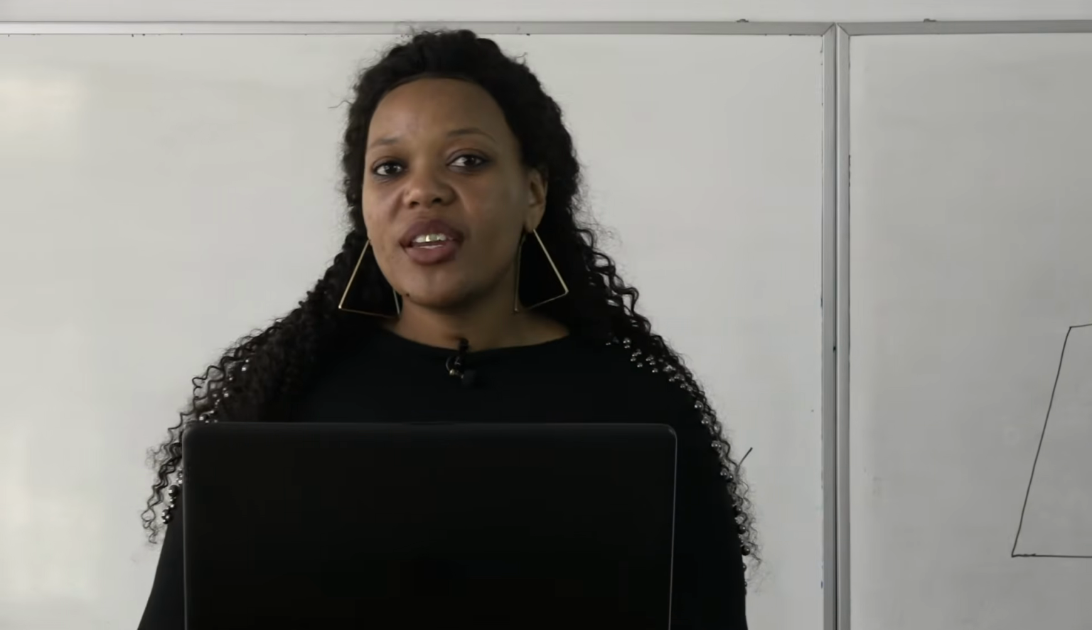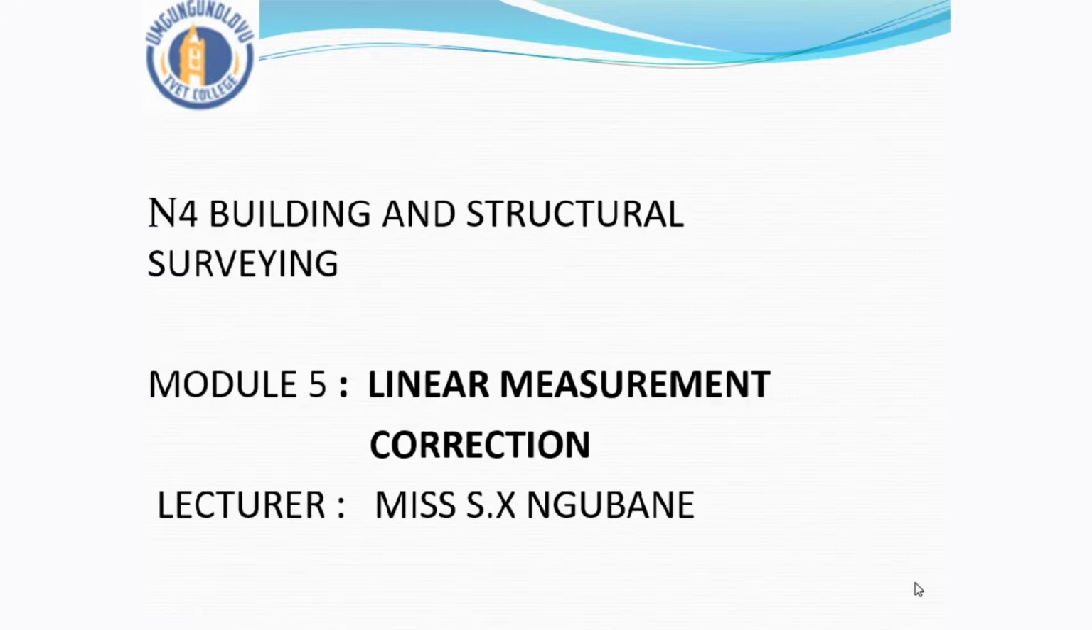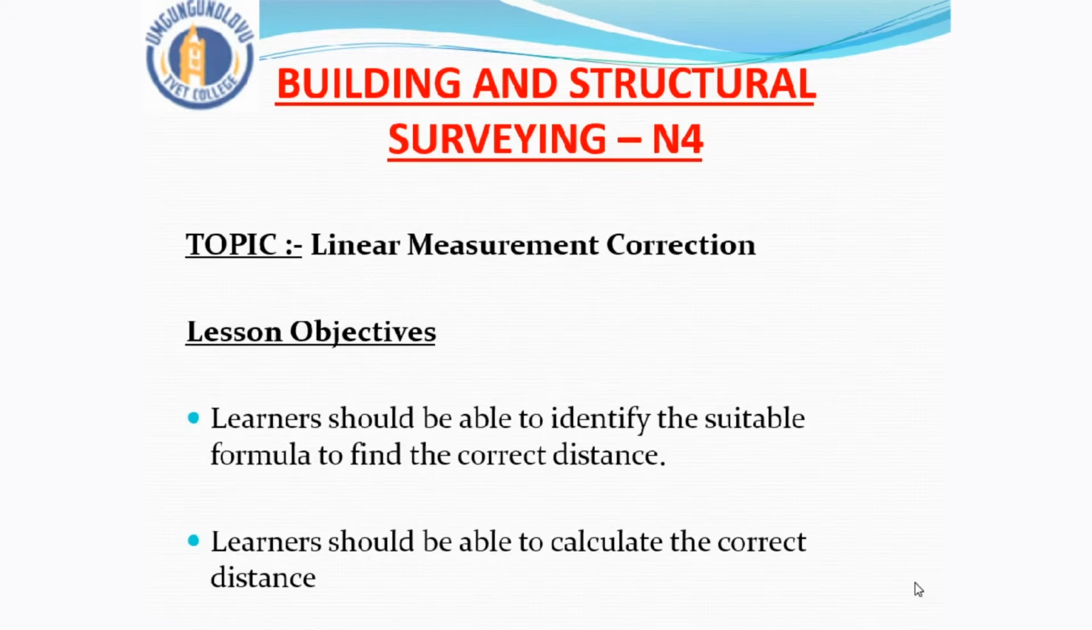Student, I'm Miss Ngubane from Umgungundlovu FET, and I will be taking you for N4 Building and Structural Survey. So we'll be doing Module 5 under the topic Linear Measurement Correction. At the end of this lesson, you should be able to identify the suitable formula to find the correct distance, and you should also be able to calculate the correct distance.